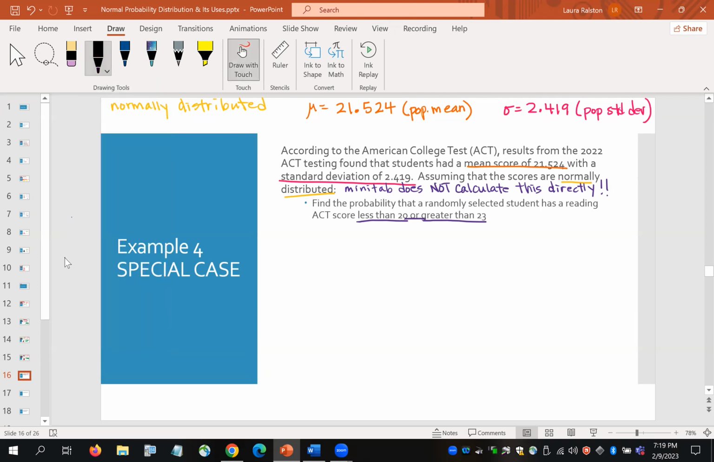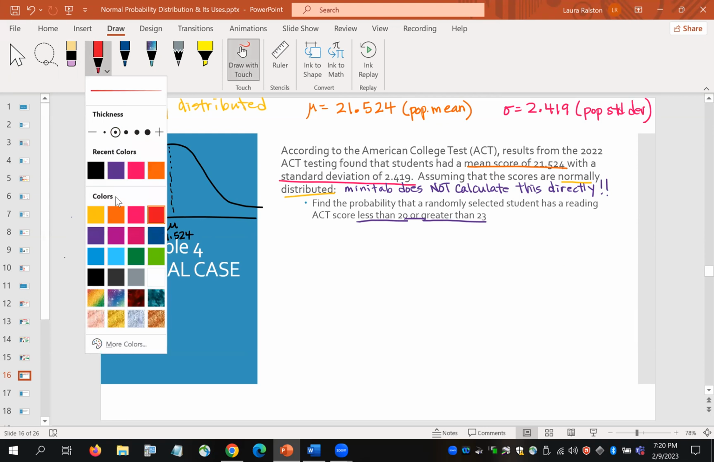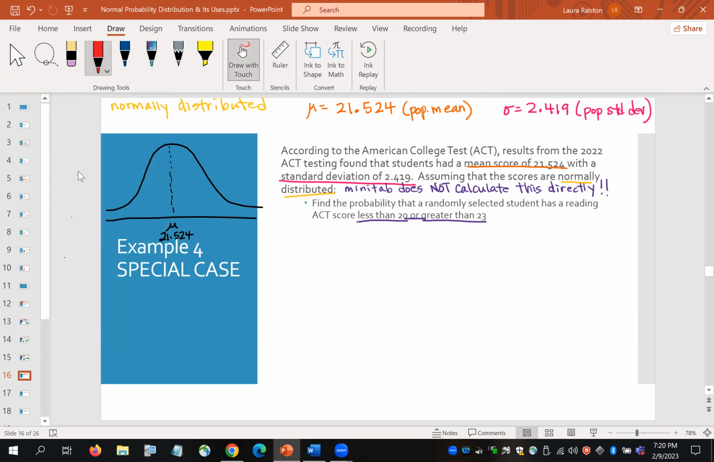Now there's a couple of ways to do it. I don't know that one is better than the other. Okay, but I'm going to try to show it to you. Okay, so we have our normal distribution, bell-shaped curve, mean in the middle. And my conditions are that I want to be less than 20 or I want to be greater than 23.